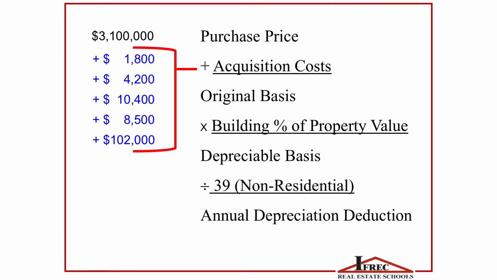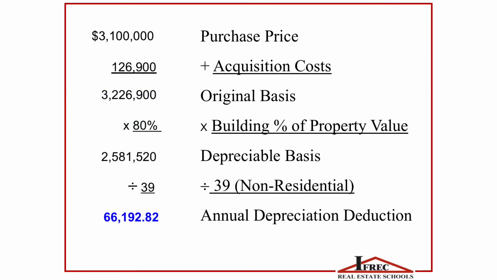Now it becomes a little more complicated because you have to add all of those acquisition costs. Those are the expenses the buyer laid out in order to acquire the property in addition to the purchase price. In this example, they add up to $126,900. That brings us to an original basis of $3,226,900. The information given in the problem indicated that 20% of the property value was the site, so that means clearly 80% is going to be the building.